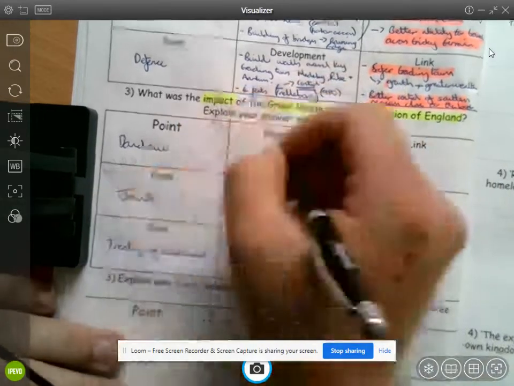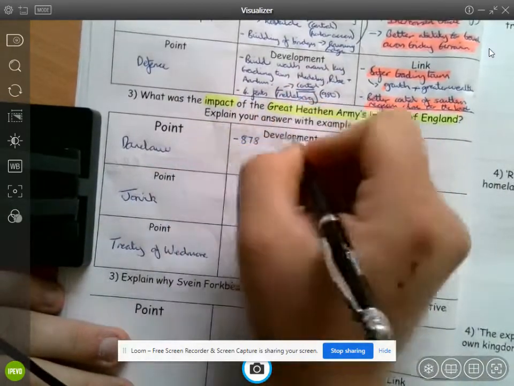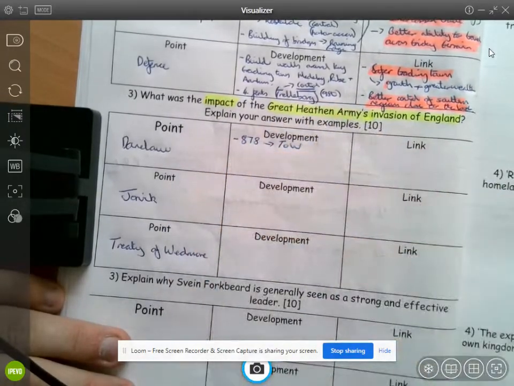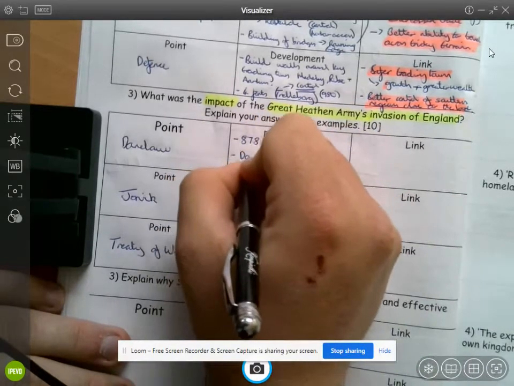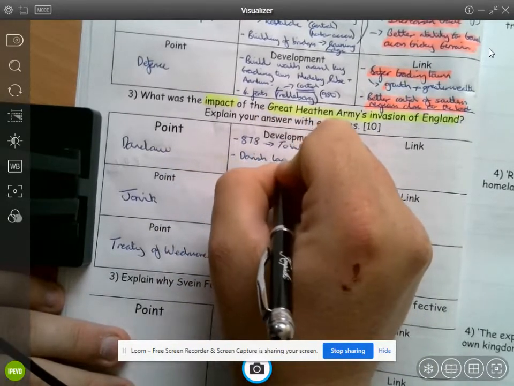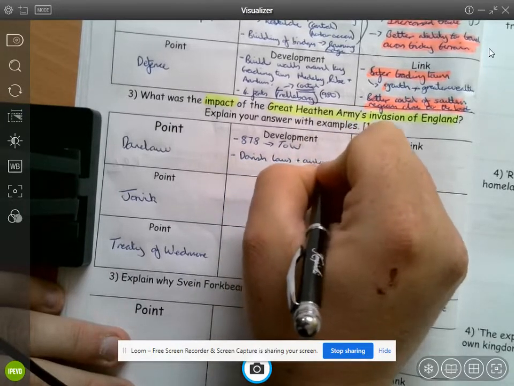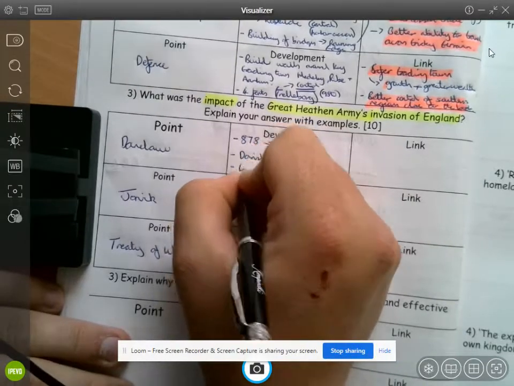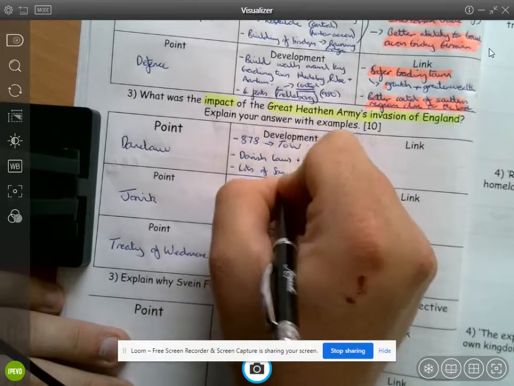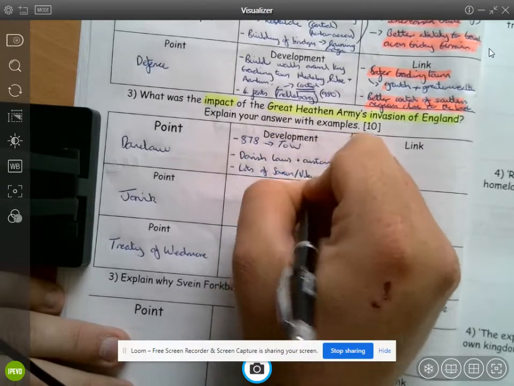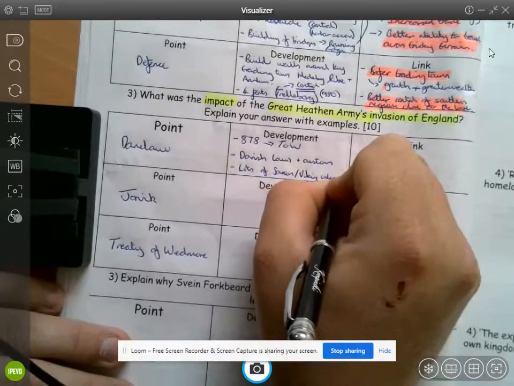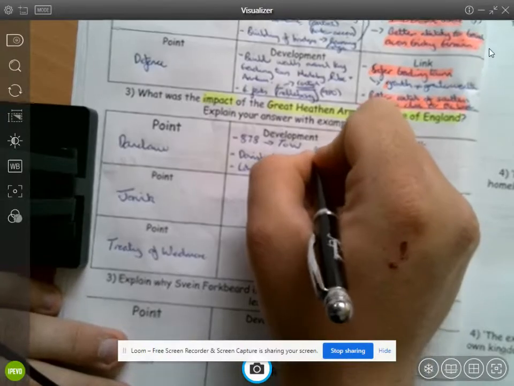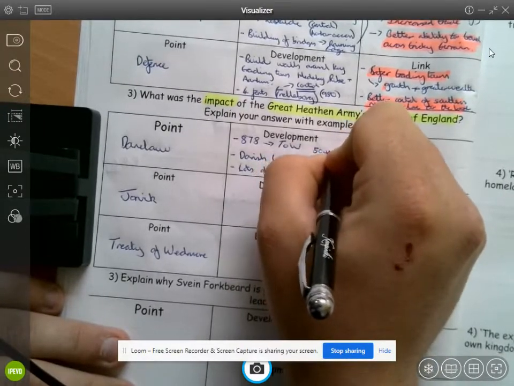Okay, so the Danelaw is created in 878 from the Treaty of Wedmore. The Danelaw follows Danish rules or Danish laws and customs. There is lots of Saxon Viking intermarrying. The Danelaw, you could also say, is held for 50 years.